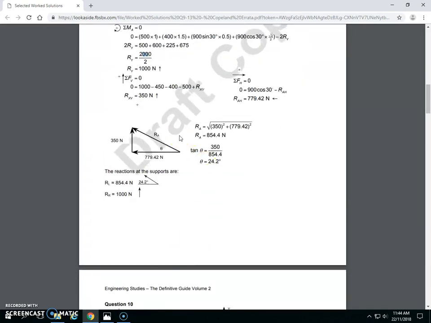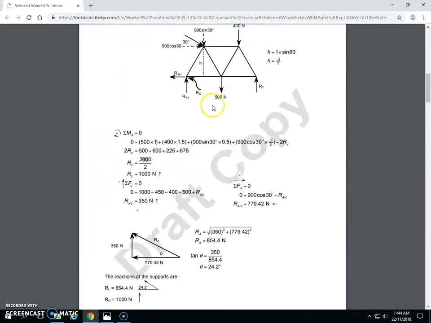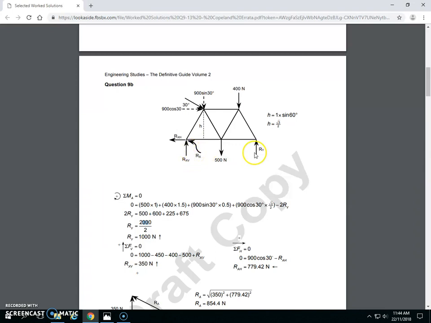Now, the next step, what he's going to do is he's going to say the sum of the forces vertically. So he says, well, how many vertical forces have I got? Well, I've got this 1,000, which is Ry. 1,000 going up, so that's positive. Minus 450, which is this value here.